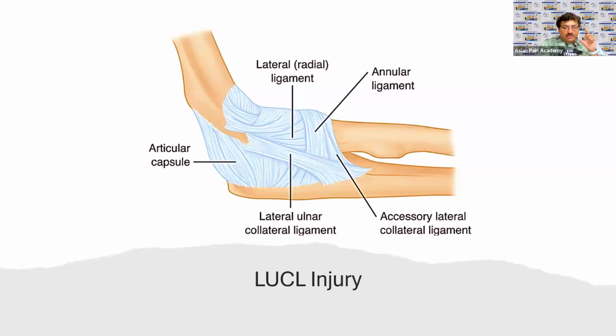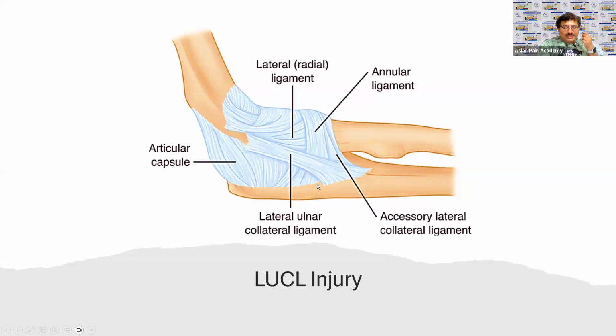Now coming to the lateral ulnar collateral ligament injury. Why is this ligament important? We have discussed the lateral collateral ligament, but remember the lateral collateral ligament complex includes 4 distinct ligaments. One, the lateral collateral ligament that we have seen, from the humerus to the radial head. Then we have the annular ligament, which covers the anterior part, and another small portion anteriorly known as the accessory lateral collateral ligament.